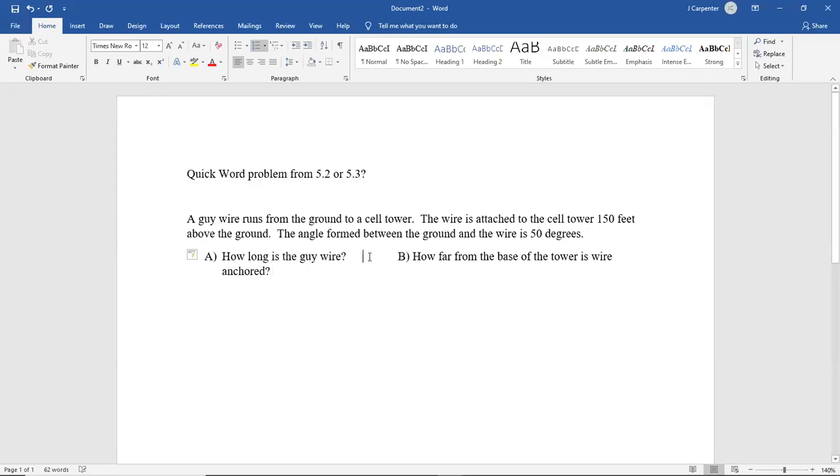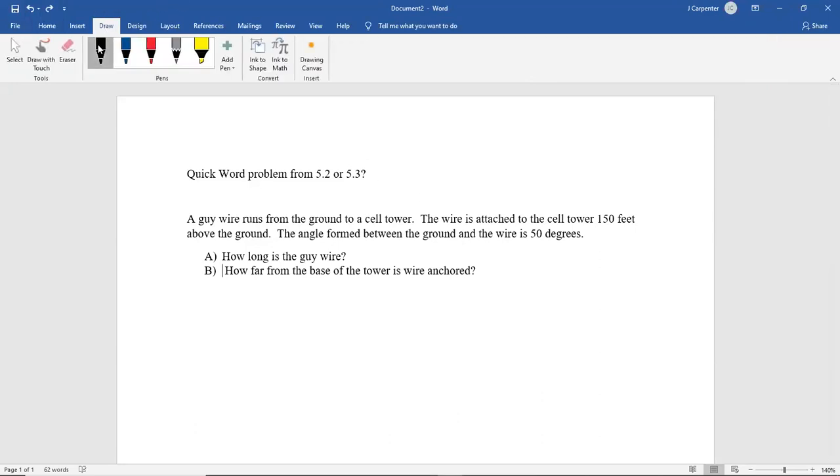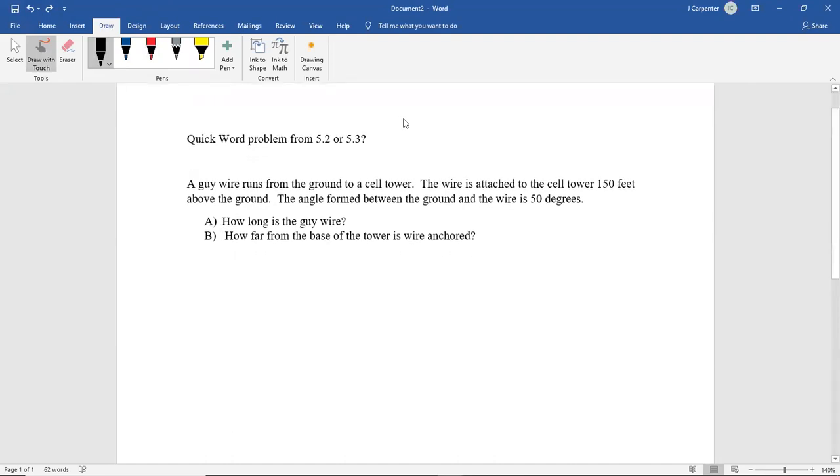Let's do it this way then. How far from the base of the tower is the wire anchored? I'm going to draw up a picture for this. You know what they say, a picture's worth 1,000 words. Now, I don't have to give you a picture for this. You can establish it from all of this. So let's say that's what we're doing, because that's really what I'm doing.